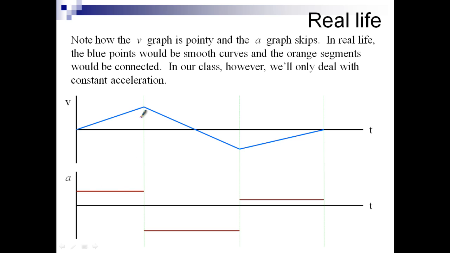So in real life, you wouldn't have these such sharp points because you can't just stop on a dime. There's always a little lag time. So these would be curved in there. And then these guys, you might have a pretty steep line, but it'd still be connected. Unless you're the magical roadrunner, then you can just start and stop on a dime.